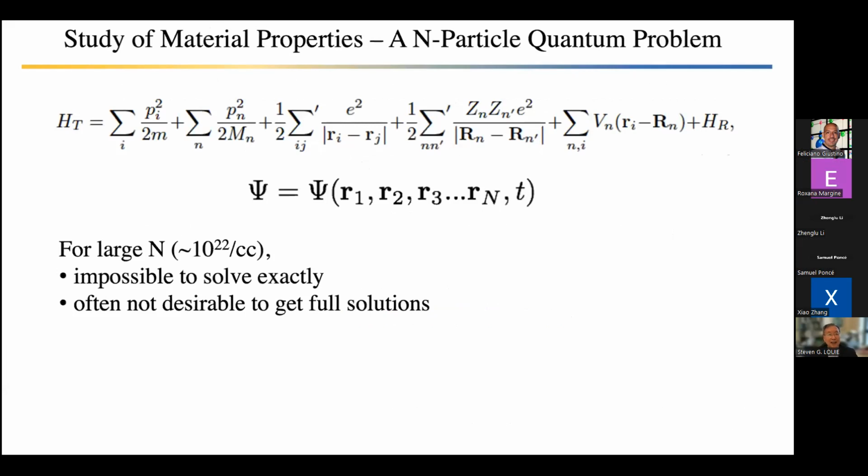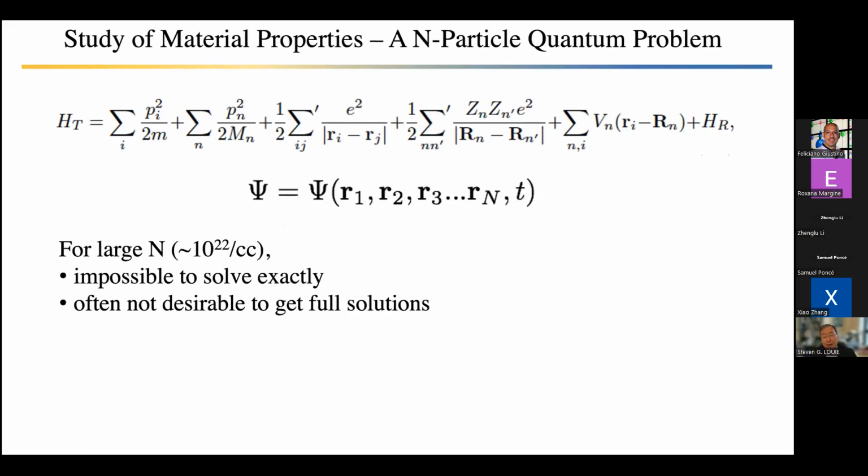So as you all know, the study of material properties is basically an n-particle quantum problem with the electrons and ions interacting with each other. However, here n is very large. For a macroscopic sample it is on the order of 10^22 per cubic centimeter. So it's impossible to solve the problem exactly for the electronic properties. This is also the reason why our field is so rich. In fact, it's often not desirable to get the full solution because the full solution will be very, very complicated.